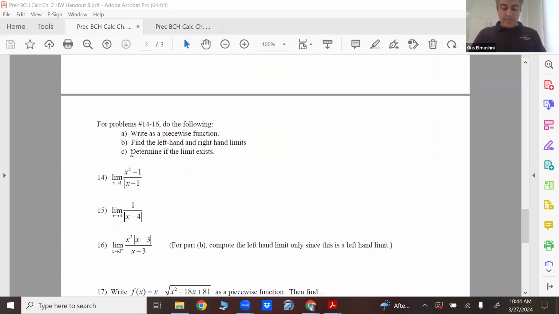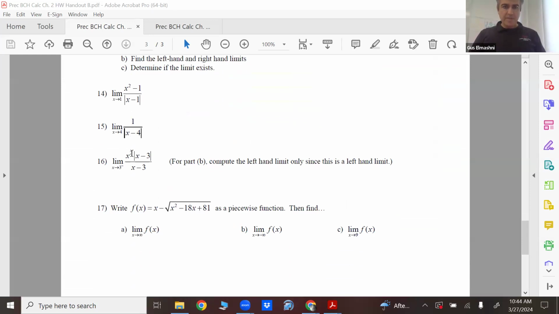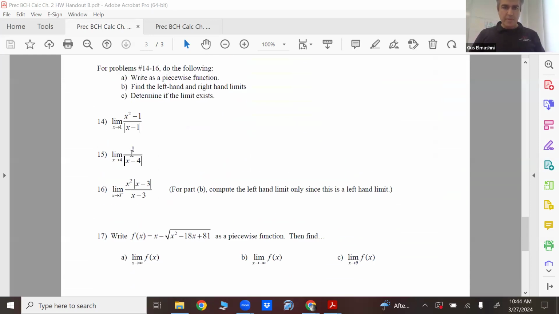Okay, did work out 14 and 15. Geez, I wish I really took a picture of this because I don't want to write this out. Well, first off, in part B, I'll just kind of do it here. For part B, I got the LHL is -2, and the RHL I got +2. Obviously, the limit does not exist.